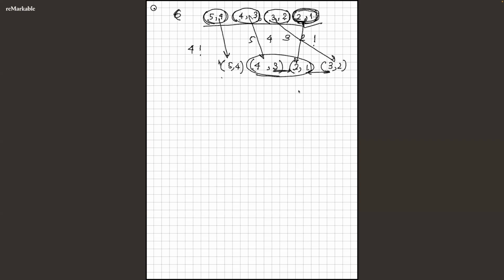Where position number 1 is now 5, 4. Position number 2 is 4, 3. 3, 2 has gone to this position, while 2, 1 has come to this position. But here is the problem. If you look at the whole thing, then this is the absurd thing happening now. Why is it absurd?